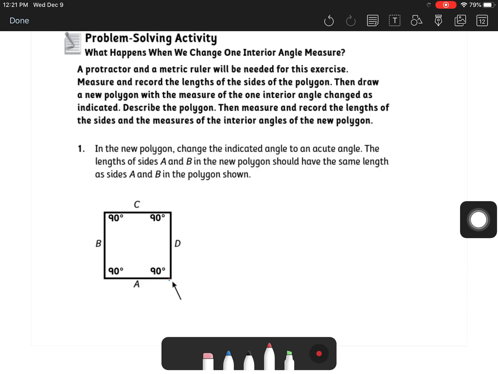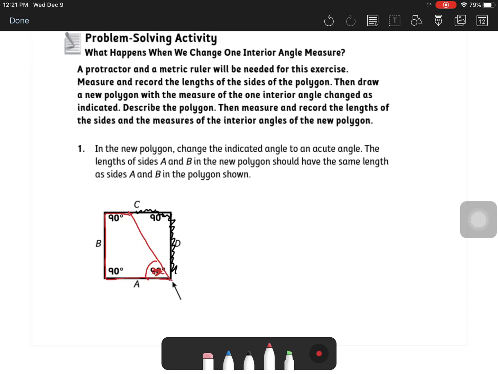Okay, so when I do that, I'm just going to go from this corner and I'm going to say, okay, well, I'm going to make this angle right here acute. So now instead of 90 degrees, it's something smaller than 90. So then what I'm going to say is I'm just going to scribble up, pretend like these sides aren't there anymore. Okay, so my new polygon is what I'm outlining in red.